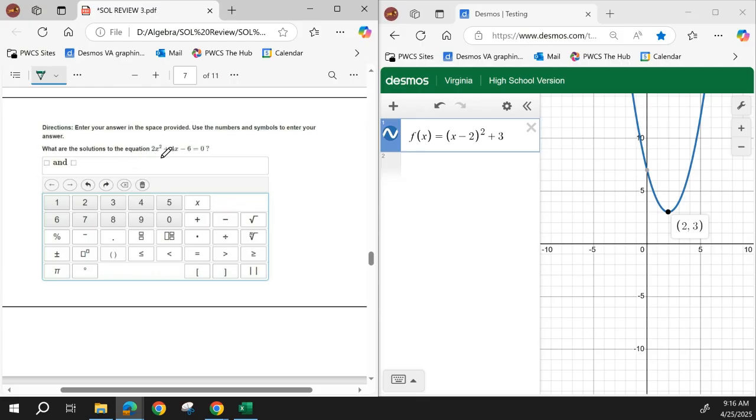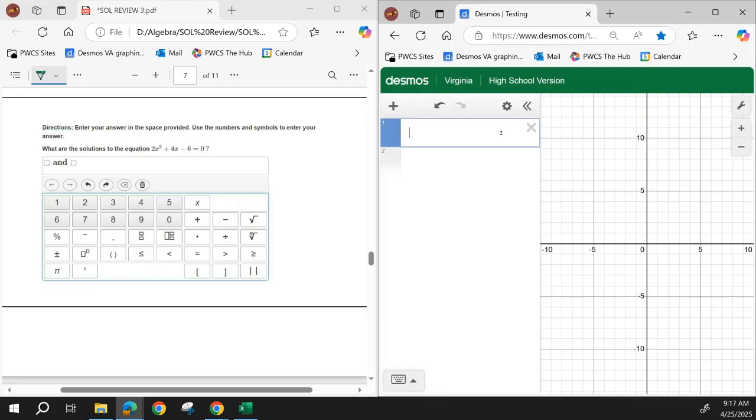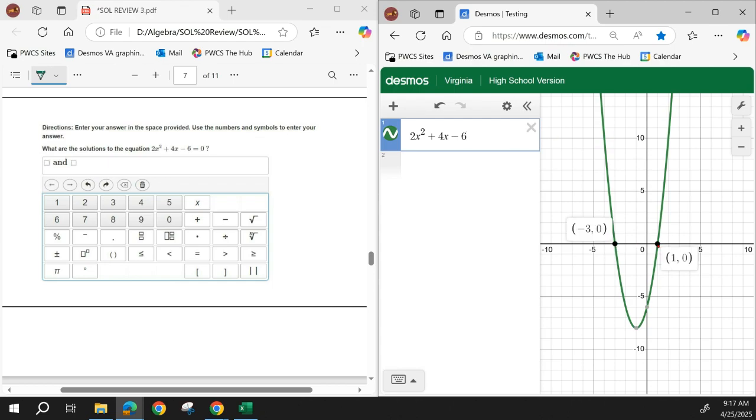Similar here, we're going to graph these, and we are going to find the solutions, which is where do they cross the x-axis, and then what are the x values there. So we're crossing at -3 and 1. The way they present this problem is slightly different. You actually have to type your answer in. So we would type in -3 and 1.